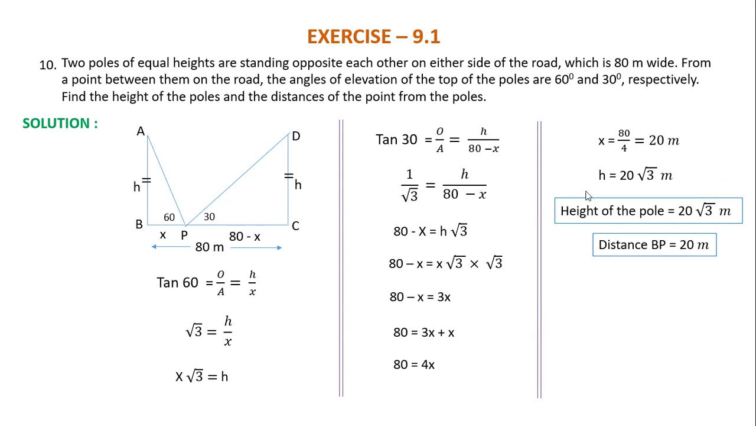Here we got x is equal to 20 meters. So BP is 20. If this is 20, this should be 80 minus 20. PC must be 80 minus 20, that is 60 meters. So the distance of this point from this pole is 20 meters, and the distance from this pole is 60 meters, and the height of the pole is 20 root 3. These are the three things we wanted to calculate.